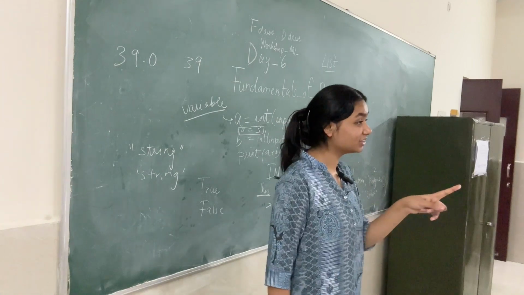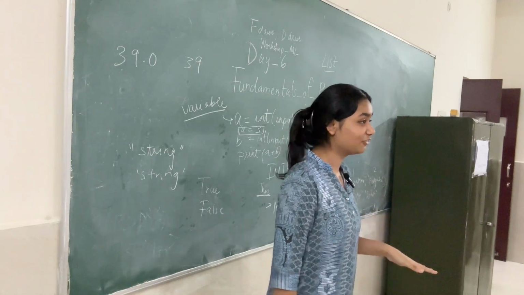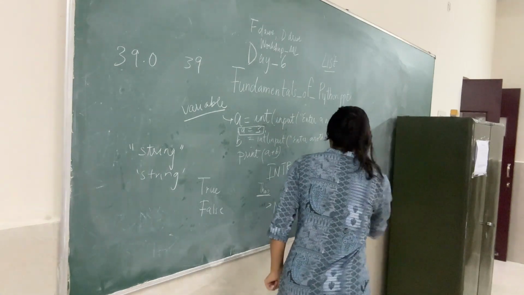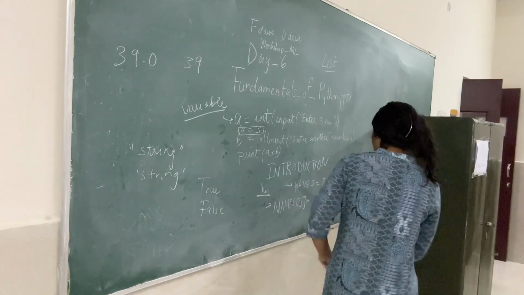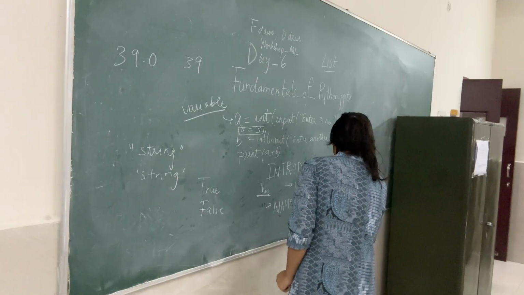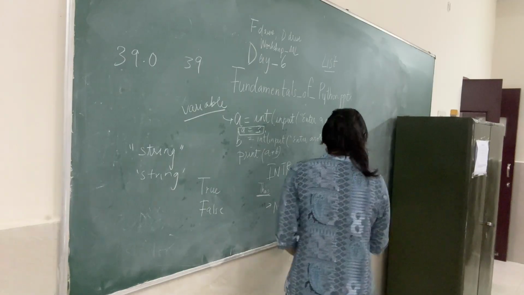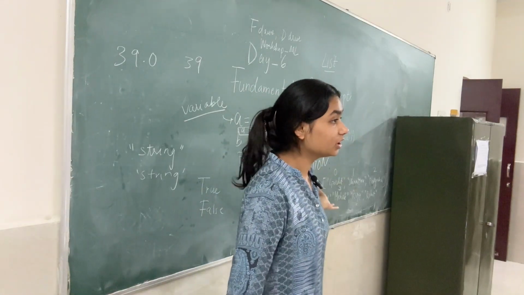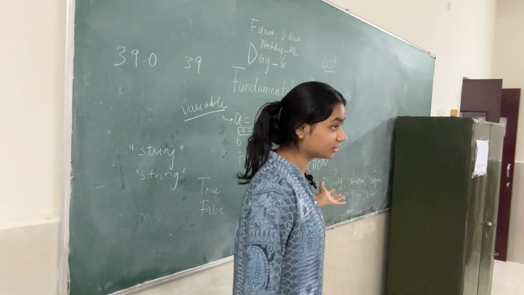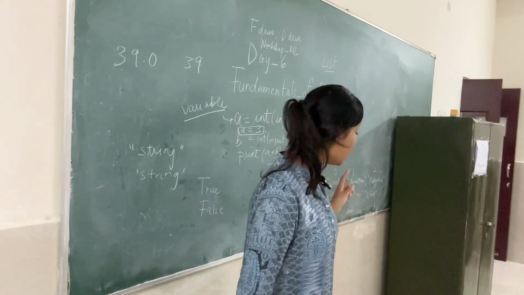Who said 4? It's not 4. It's 3, right? So I'll just do 3 is equal to, and then I'll write my name. Okay? So I can also change the names like this. Then one more thing.